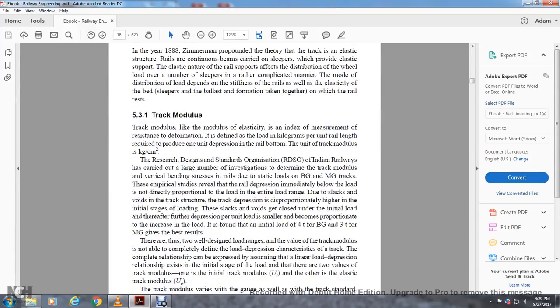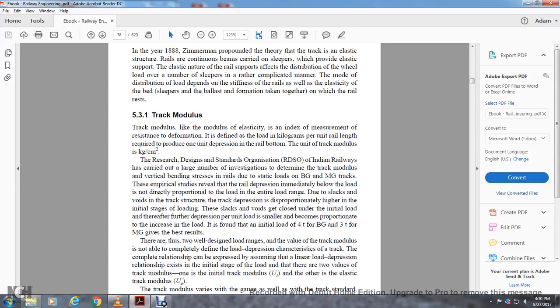5.3.1 Track modulus. The track modulus, like the modulus of elasticity, is an index measurement of the resistance to deformation. It is defined as the load in kilograms per unit rail length required to produce one unit depression of the rail bottom. The unit of track modulus is kilograms per centimeter squared. The Research Designs and Standards Organization of the Indian Railways has carried out a large number of investigations to determine the track modulus and vertical bending stress in the rail due to static loads on the broad and meter gauge. The empirical studies revealed that the rail depression immediately below the load is not directly proportional to the load over the entire load range, due to the slack or voids of the track structure.